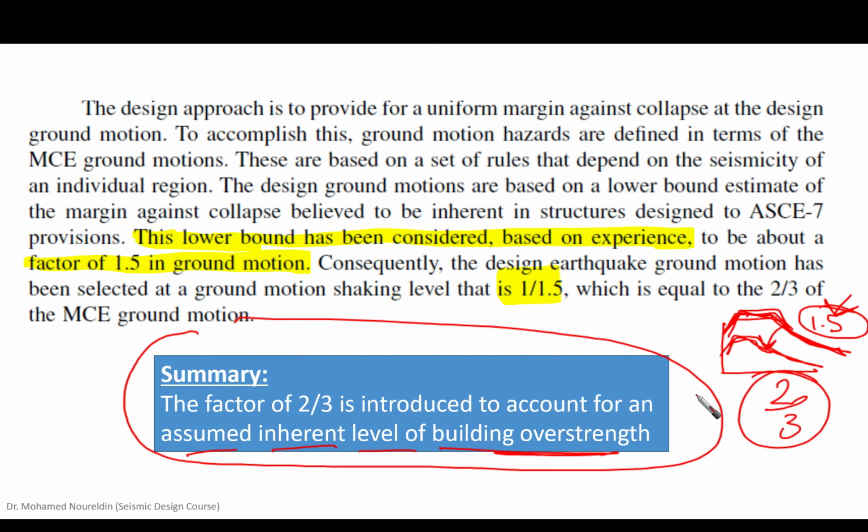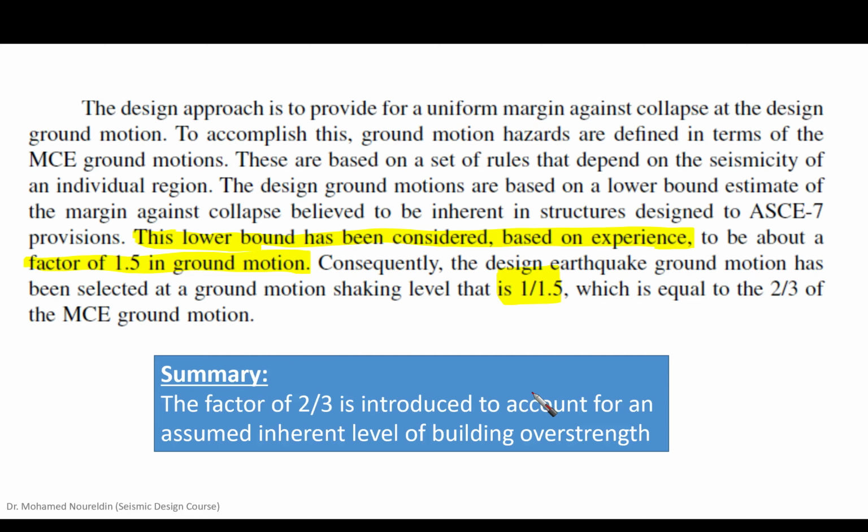Okay, so the maps are giving us the maximum mapped spectral acceleration. It is based on a rare earthquake, the maximum considered earthquake. But in our design, we need something related to the design. We found that the level of design for us gives a safety factor of 1.5 in this maximum considered earthquake. So we are reversing the issue. We are going to multiply by 2/3. Okay, I think this is the end of this video.